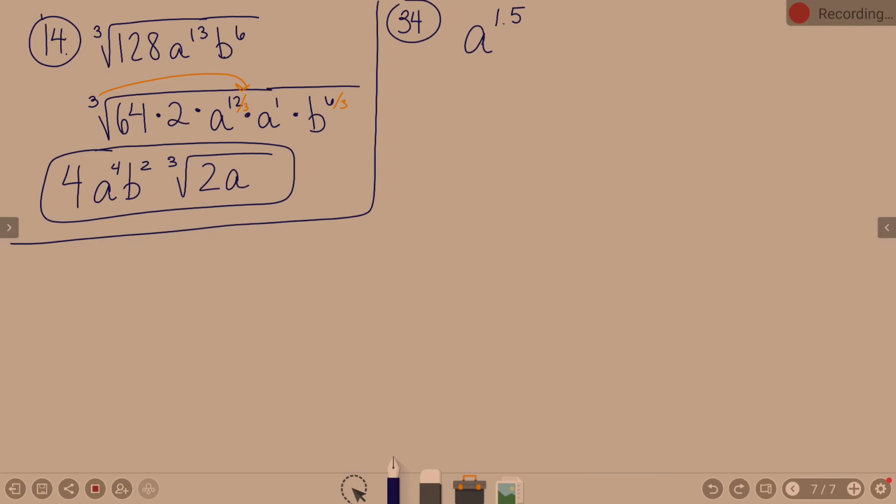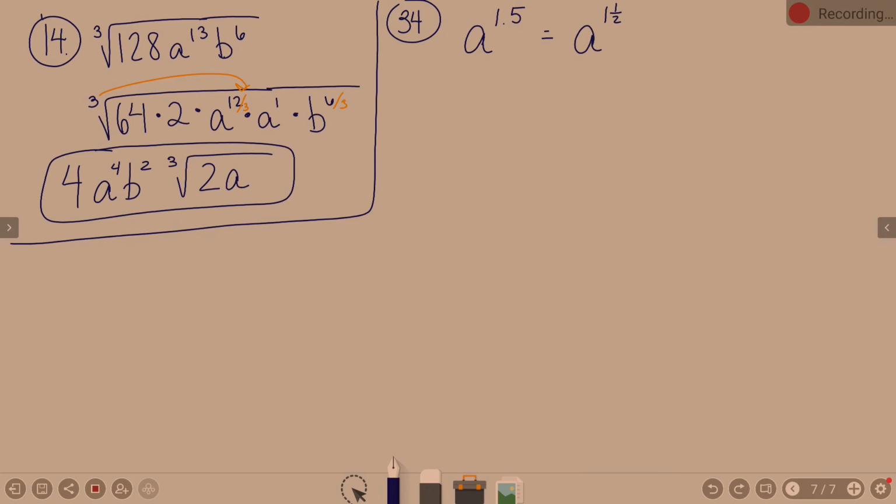Right now it's in a decimal form. Well, I don't really have a way to go from a decimal exponent to radical. So this decimal I need to turn into a fraction. What do you know about 1.5? 1.5 is 1 and a half if you want to go that route. Some of you need that route, some of you don't. So if we say a to the 1.5, we need just a fraction though.